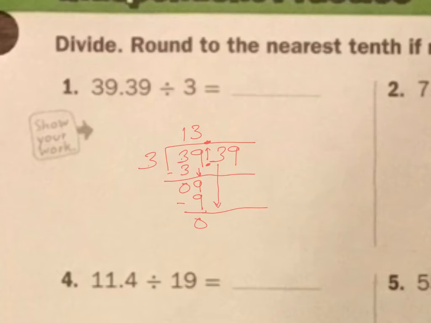Bring down my next number, a 3. How many times does 3 go into 3? 1 time. 1 times 3 is 3. Subtract that out. Then I bring down my last number. It's a 9. How many times does 3 go into 9? 3 times. 9 minus 9 equals 0, and there's no other numbers to bring down. So my answer is 13.13.